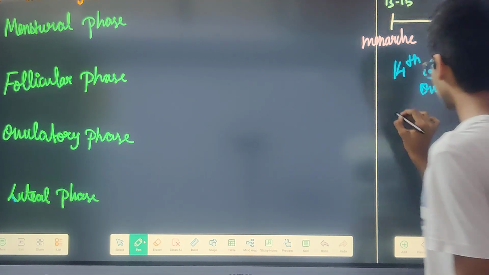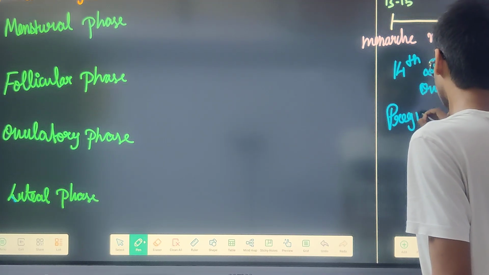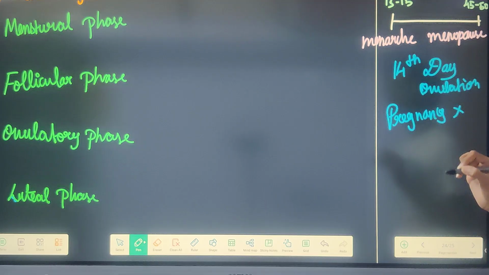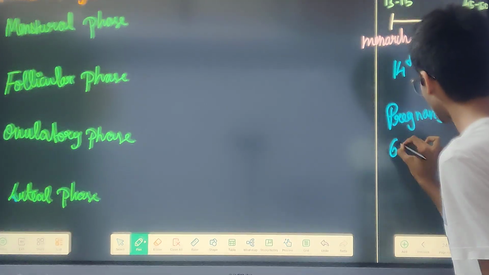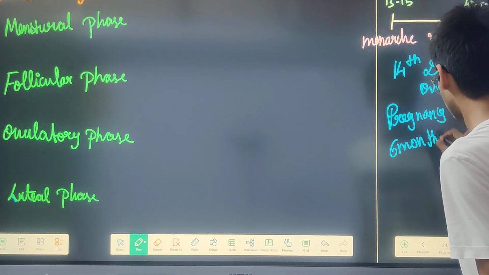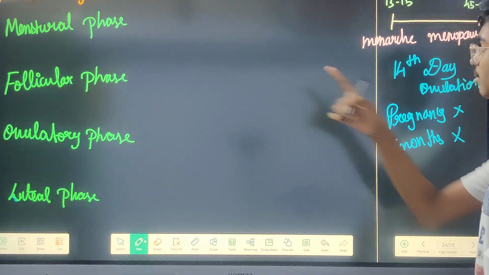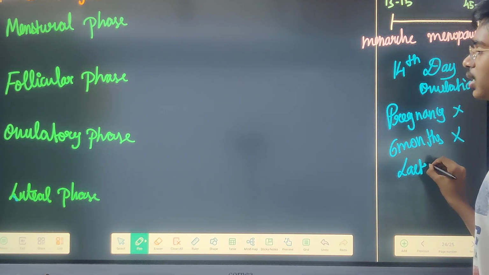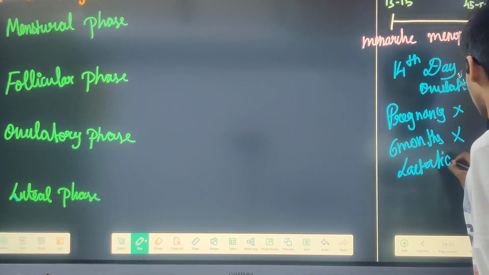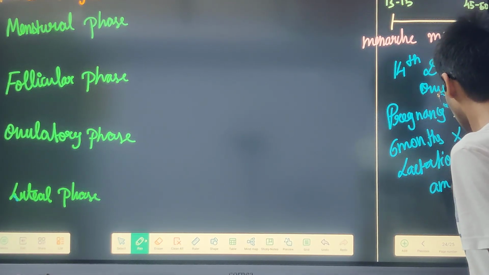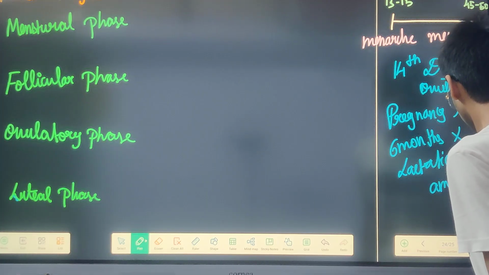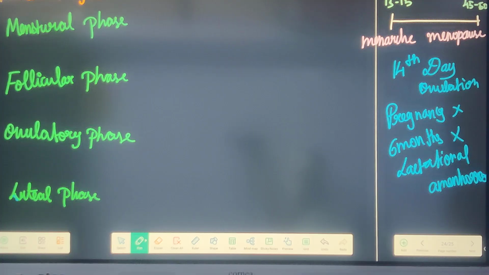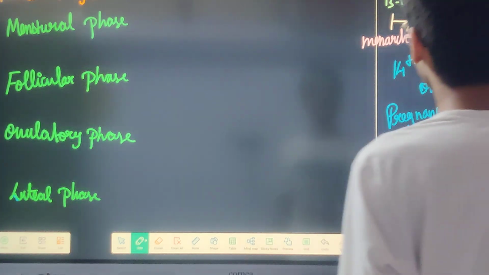Then also during pregnancy time there won't be this menstrual cycle, and also for 6 months after pregnancy there won't be this menstrual cycle, and that is known as lactational amenorrhea.